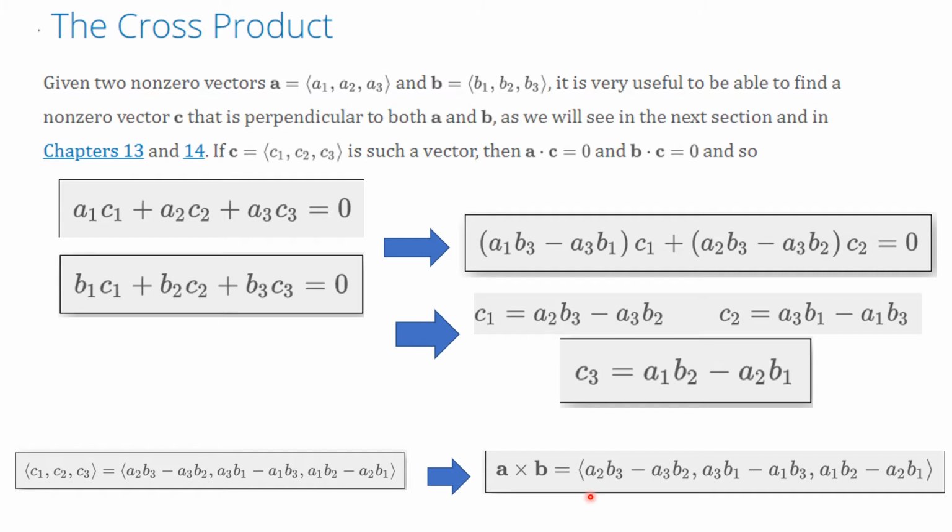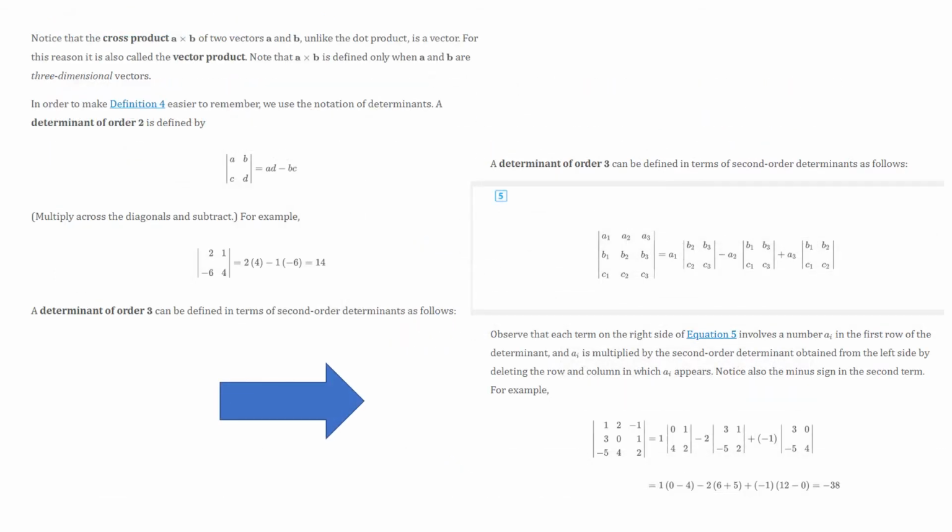And this is what we define to be the cross product. So A cross B is the expression ⟨A2B3 − A3B2, A3B1 − A1B3, A1B2 − A2B1⟩. Now notice that the cross product, A cross B, of two vectors A and B, unlike the dot product, is a vector. For this reason it's called the vector product. Note that A cross B is defined only when A and B are three-dimensional vectors. Dot products are defined for higher dimensions, but not the vector product.